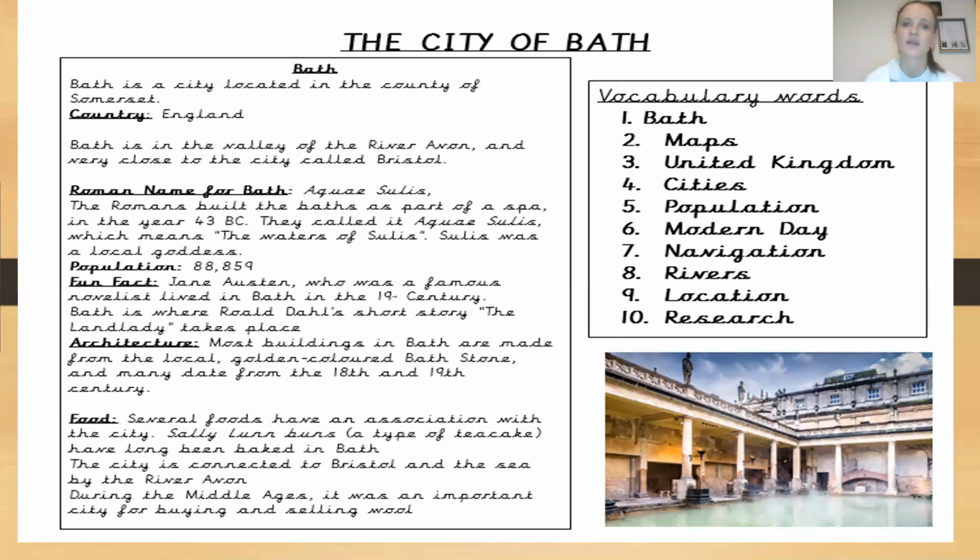So if we're reading the information, the city of Bath. Bath is a city located in the county of Somerset. So it is in the country, obviously it's in this country, it's in England. Bath is in the valley of the River Avon and is very close to a city called Bristol.